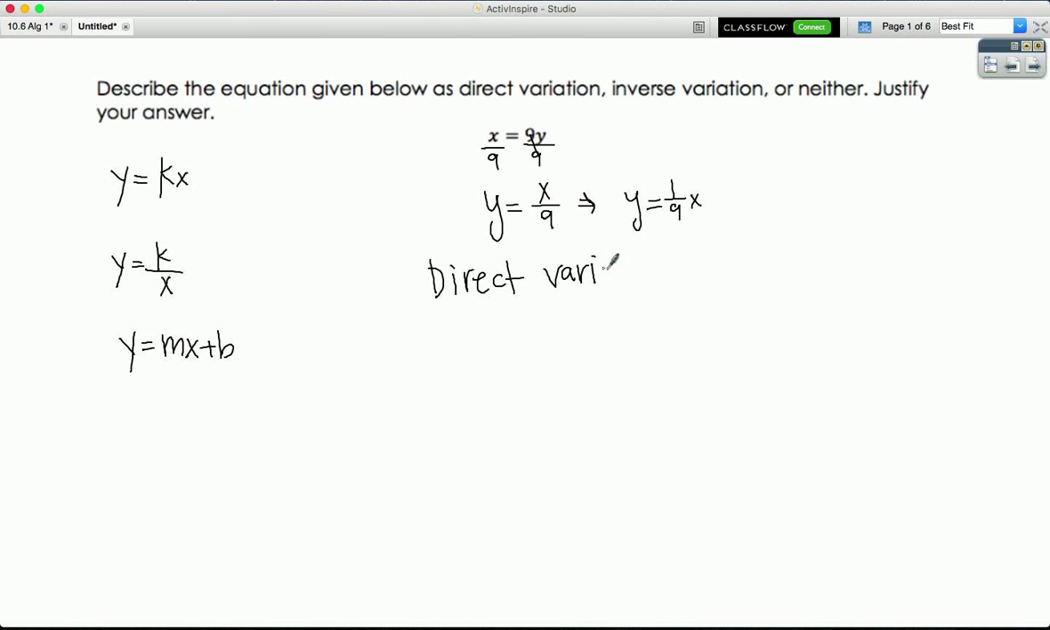And that is because it is being multiplied by x. So as the x increases, the y does the same. It increases or decreases by the same amount. And for this particular example, the constant of variation is 1/9.